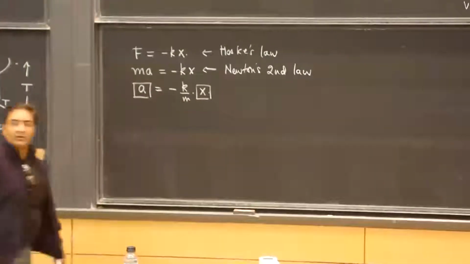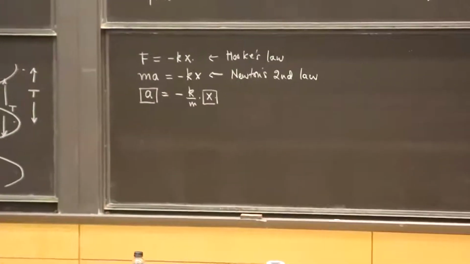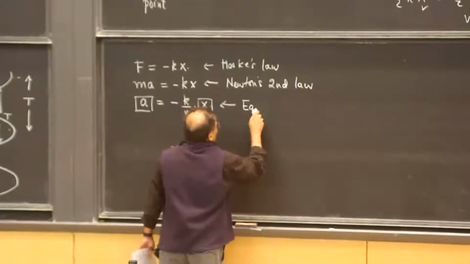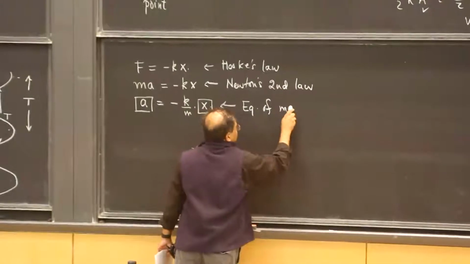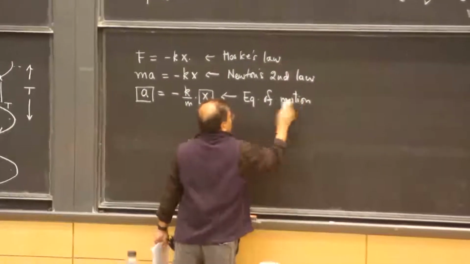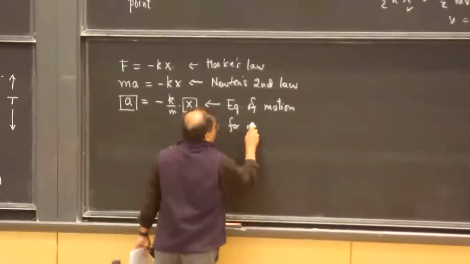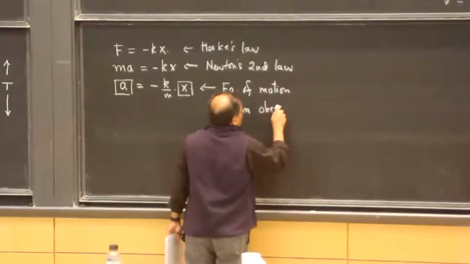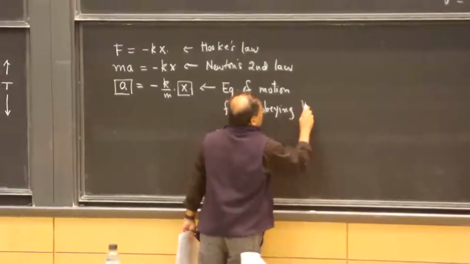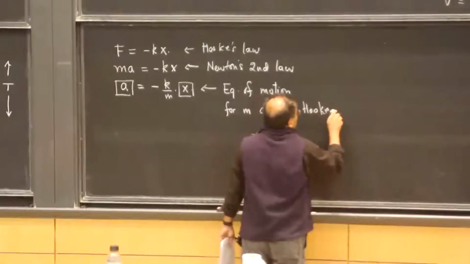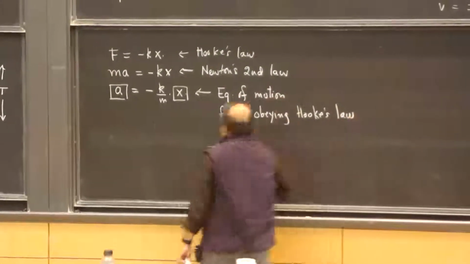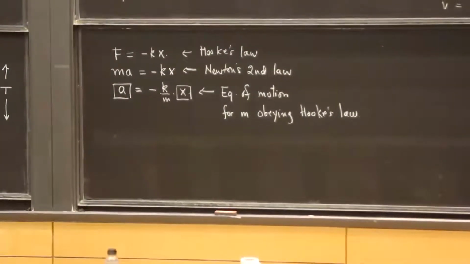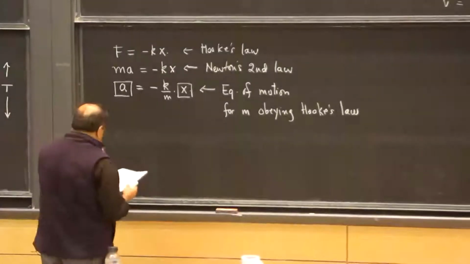And from that you infer, if you know x, you know a. So this, by the way, is what is called an equation of motion in this case. Equation of motion for m obeying Hooke's law. Okay? So what is this x? Now this is where this is a 10-pound gorilla as you first start to look at it.